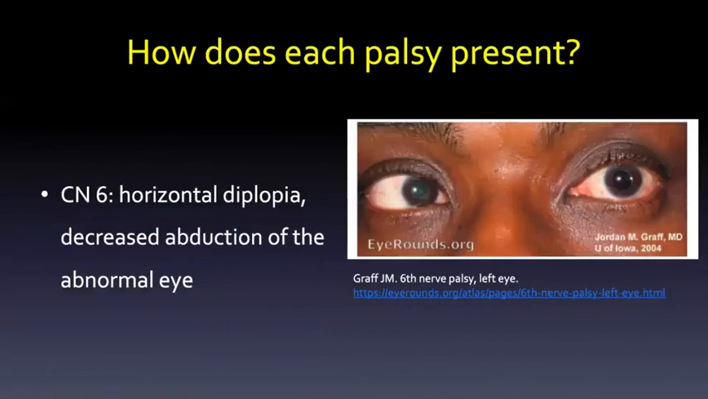Most commonly, cranial nerve 4 palsies are due to trauma or microvascular disease in adults and may not have imaging findings. Cranial nerve 6 palsy, on the other hand, causes a horizontal diplopia with decreased abduction of the abnormal eye. Here in this patient, one can see that the left eye does not abduct when gaze is to the left. Most commonly, microvascular disease or trauma are causes of cranial nerve 6 palsy, but due to a significant portion presenting with tumor or other causes of increased intracranial pressure, brain imaging is often necessary.